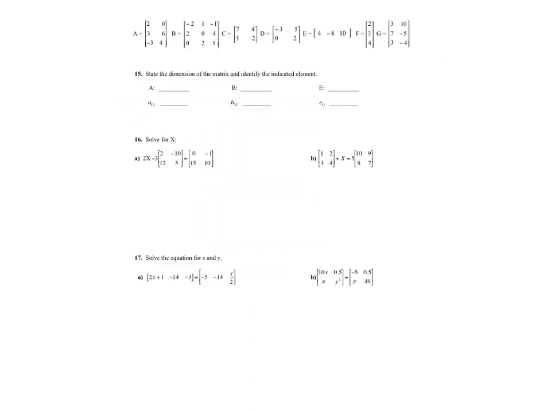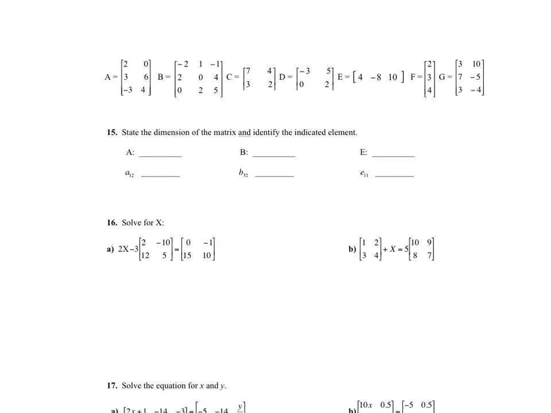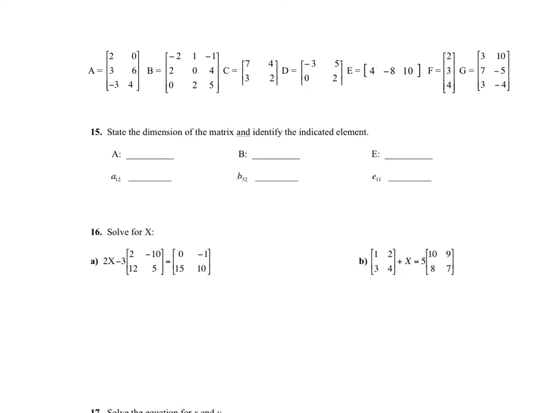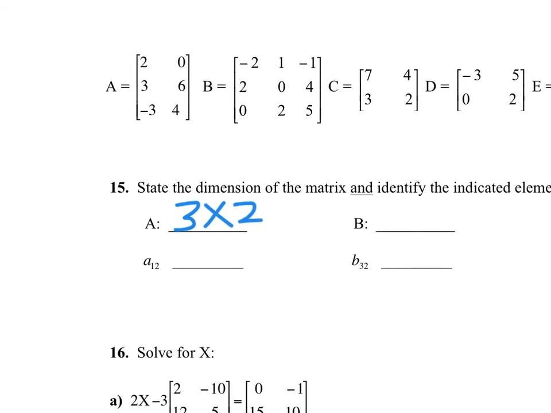All right, next. This is going to go pretty quick. We don't have much time. So let's talk about these real quick. We're going to state the dimension of the matrix and identify the indicated element. So matrix A, we already kind of talked about their dimension. So what is the dimension of matrix A? It's 3 by 2. And remember how to find out what A12 is? A12 means row 1, column 2.